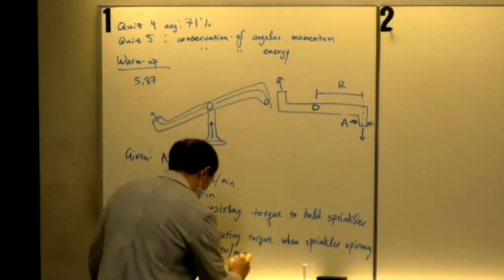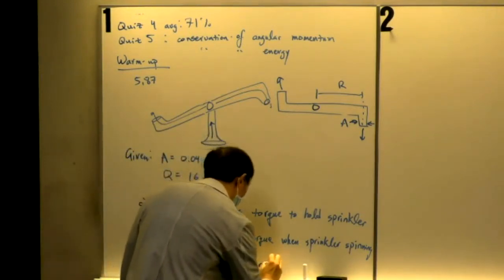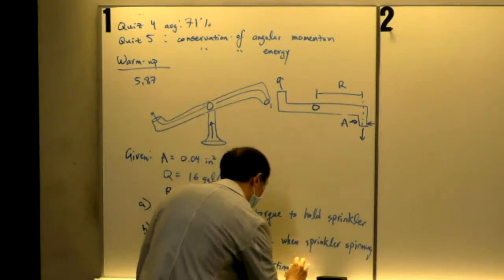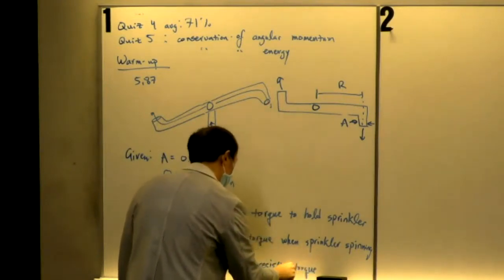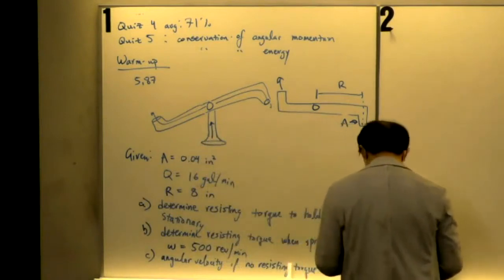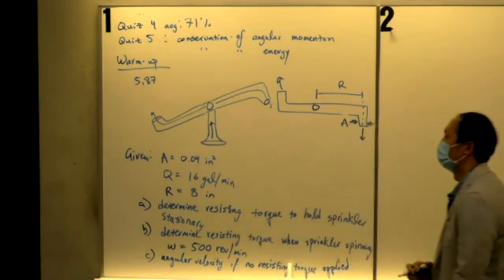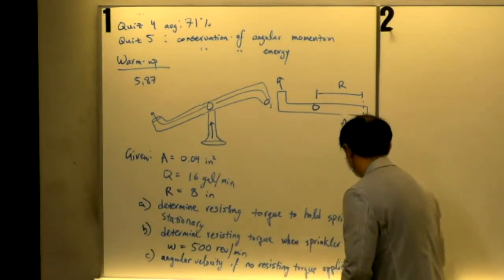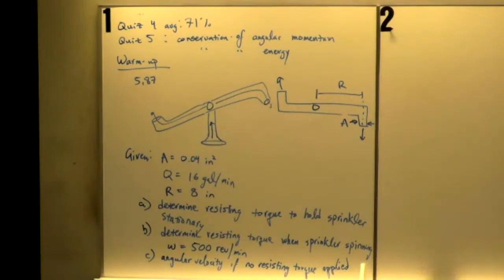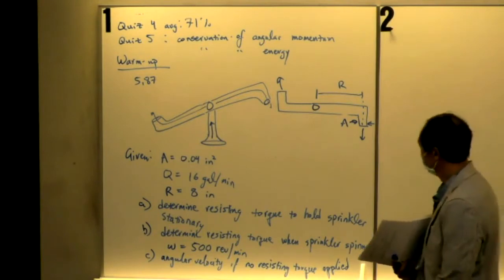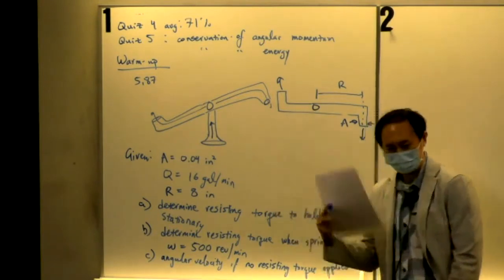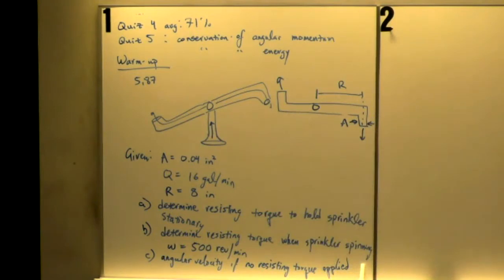If no resisting torque. And the last one is, if you don't have any resisting torque, what's the natural frequency that it's going to spin? So let's say I just manufactured this thing super, super well, so it's got zero friction. Like, if I build this thing, what frequency is it going to spin? Okay.